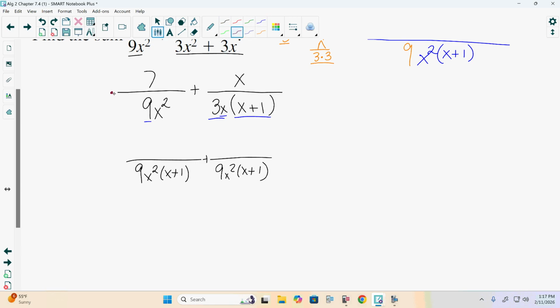So if we start with the one on the left, the denominator already has the 9x squared. What it's missing is the x plus 1. So what we're going to do is multiply the top and bottom of this fraction by x plus 1. Now the main reason we can do this is because x plus 1 divided by x plus 1, anything divided by itself is 1.